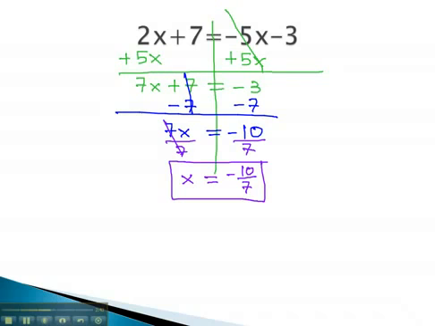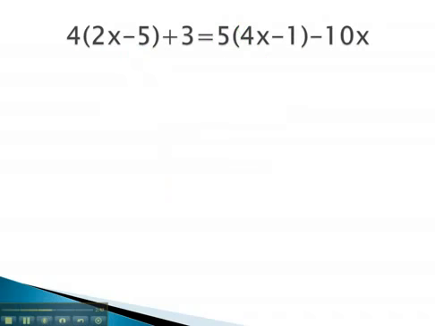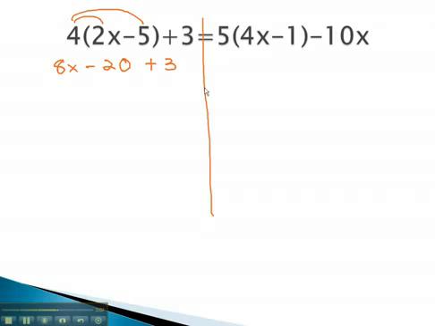Let's take a look at another problem, a problem which we have to simplify first before we can get the variable on one side. Again, we will always split at the equal sign, but this time we must simplify first. On the left side, we can distribute the 4 through the parentheses. When we do, we have 8x minus 20, and then at the end, a plus 3. On the right side, we can distribute as well, giving us 20x minus 1 minus a 10x.